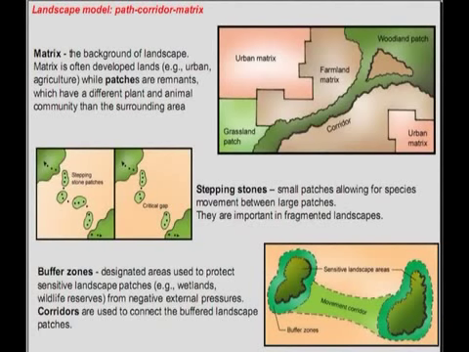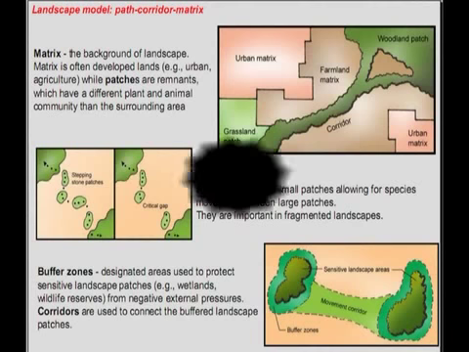Matrix refers to developed lands which are properly planned to blend with patches and corridors that support plant and animal communities to thrive and sustain ecological functions. Stepping stones are small patches allowing species movement between large patches, which is very important for fragmented landscapes. And lastly, the buffer zones, which surround the sensitive patches to provide additional protection for wildlife movement along the corridors.